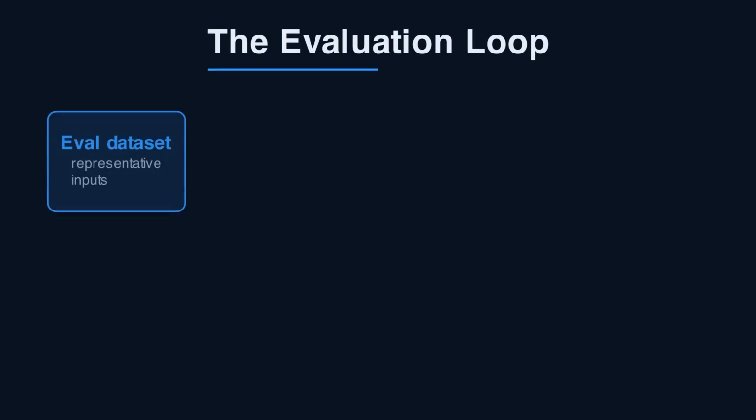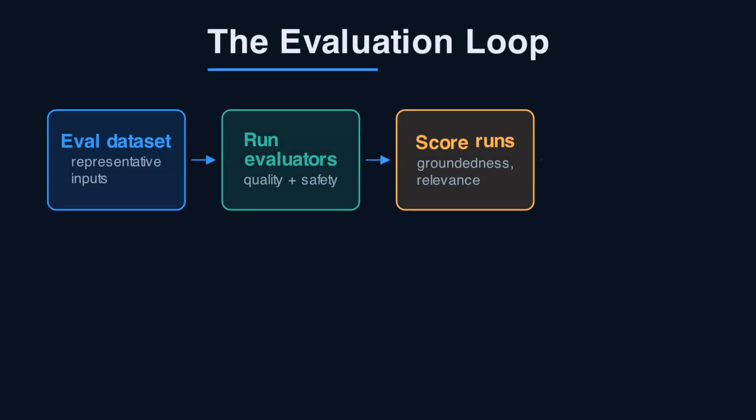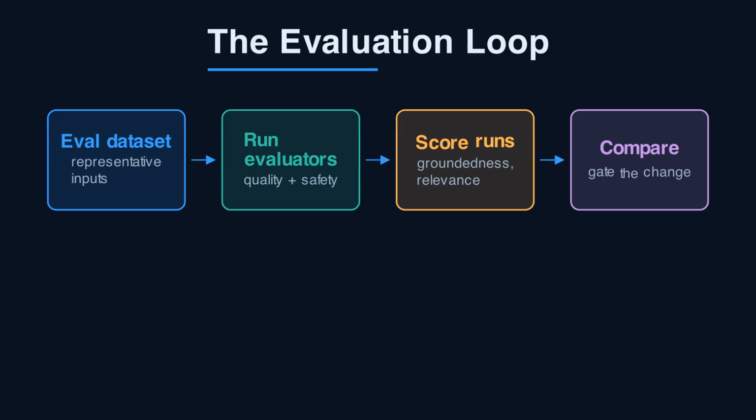This is where Foundry earns its keep. Instead of eyeballing outputs, you run evaluations against a dataset of test inputs. Built-in evaluators score groundedness, relevance, coherence, and fluency, plus safety metrics like hate, violence, and self-harm content. Many of these are AI-assisted, meaning a judge model grades the output, so they cost tokens and aren't perfectly deterministic. You can also write custom code-based evaluators. The workflow is build a representative eval set, run it on every prompt or model change, and compare runs side by side before you promote anything.